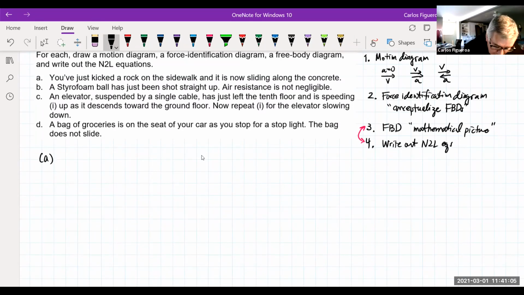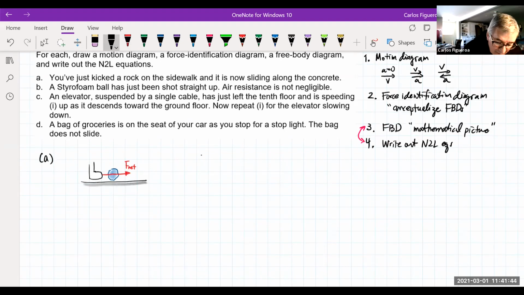Well, I agree that we have the ground, and I have some rock. Let's say this is the rock. You could imagine that you're going to come in with your foot and kick this thing. When you kick it, for a moment in time, you are applying a net force on this rock from your foot.